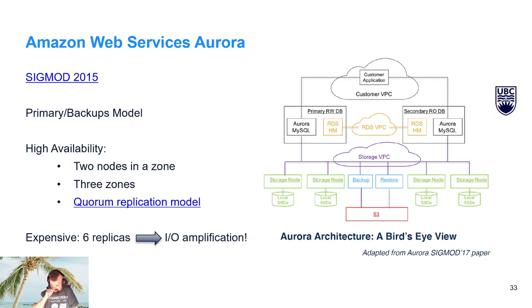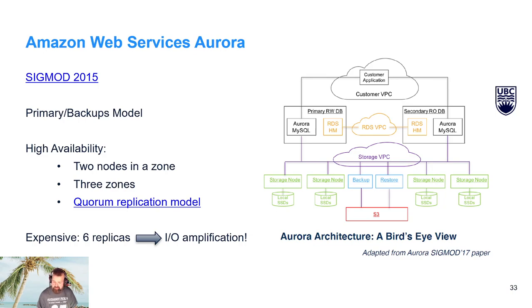One of the first I'm going to talk about is an example of a system that uses a different model: Amazon Aurora. AWS Aurora was described in a paper published in 2015 at SIGMOD, the Special Interest Group on, I don't even remember what MOD is, but it's about databases. It's one of the two big database conferences.